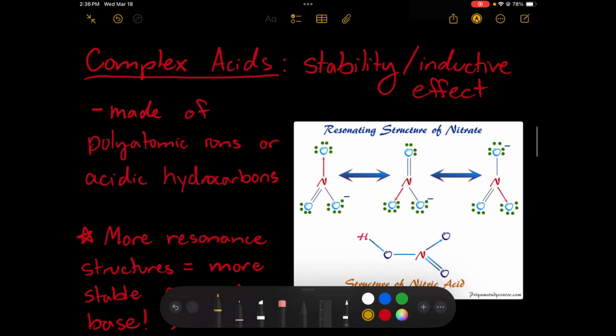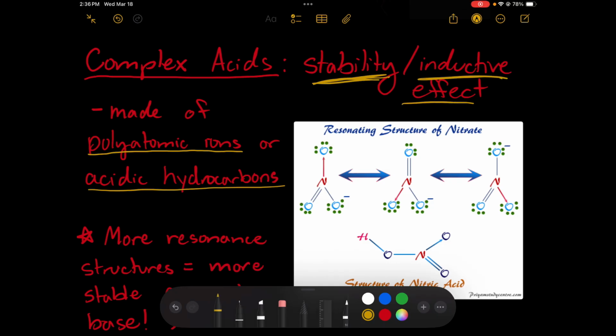Now, if we're talking about more complex acids, specifically acids that are made up of hydrogen and polyatomic ions, or acidic hydrocarbons, we're going to look at some completely different things. Not size so much, but we want to look at the stability of the conjugate base we form, and we want to look at something called the inductive effect, which I'll go over in a second.